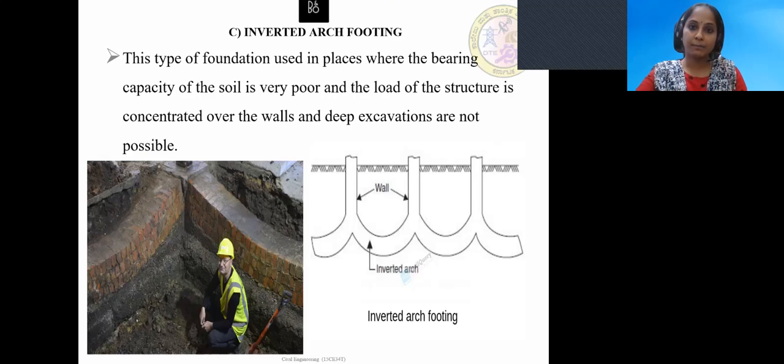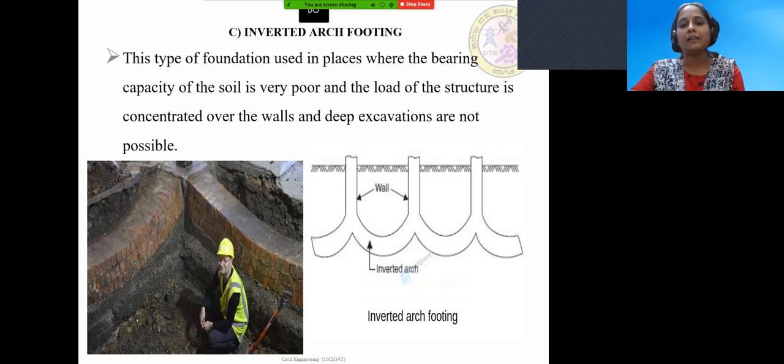So in this type of footing, we select it when the safe bearing capacity or bearing capacity of soil is very poor, and the upcoming load on the structure is more. Okay, so that condition will go for an inverted footing. And one more thing, when deep excavation is not possible, I can go for a deep foundation, but it's not possible in that particular area. So that time what I'll do, I'll choose an inverted arch footing.